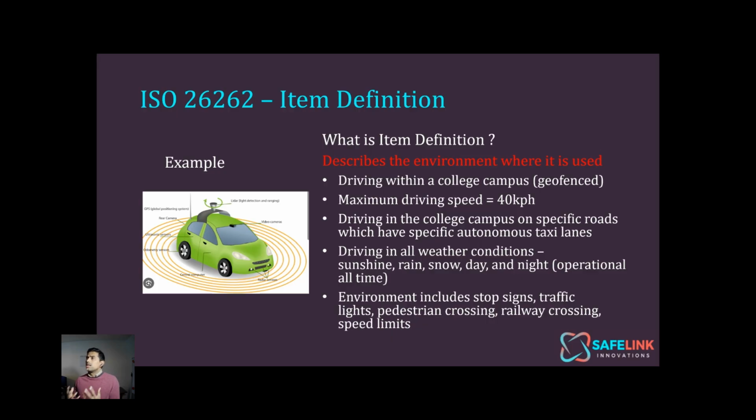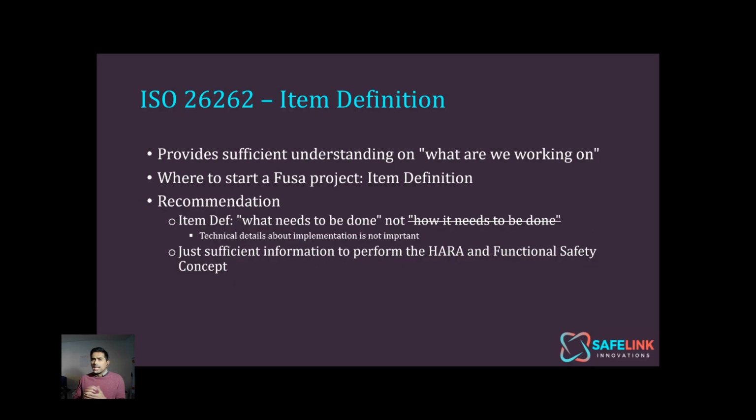Once the user has this information, the safety engineer can then go ahead with creating the HARA and the functional safety concept. So, to summarize, the item definition should provide sufficient understanding of what we are working on. Number two, when in doubt, always start with the item definition. If you don't know what the status of the project is, if you're entering a project newly, always ask for the item definition. This should give you a good idea about what the project is about.